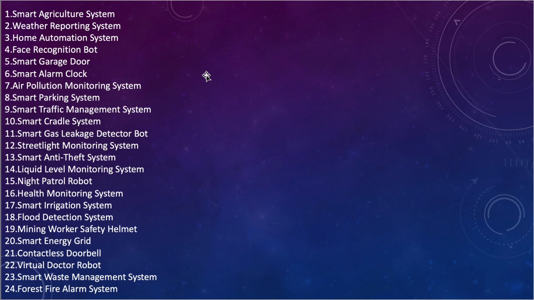Home automation, which is the starting point or the basic point of IoT. Face recognition bots, smart garages, so that would be a part of home automation. Smart garage doors. Then smart alarm clocks, again home automation.